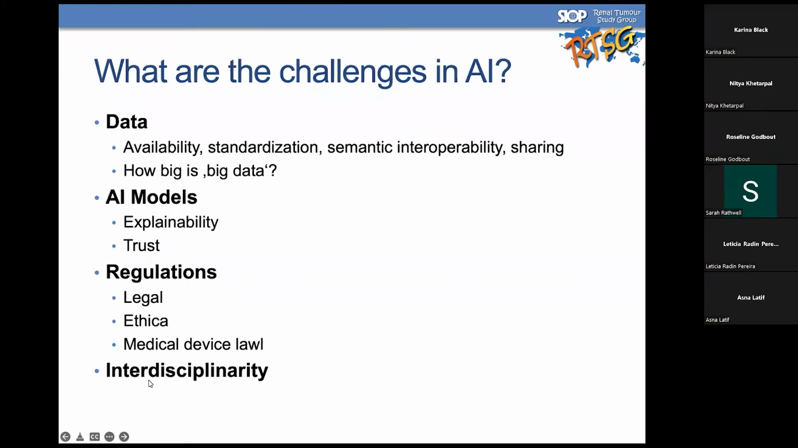And then there's the question of interdisciplinarity. It is very important to know that you can only achieve good results if you work together. And working together means you need to put all the stakeholders together, and they need to understand each other, to see what you can achieve together, and they need to speak the same language.